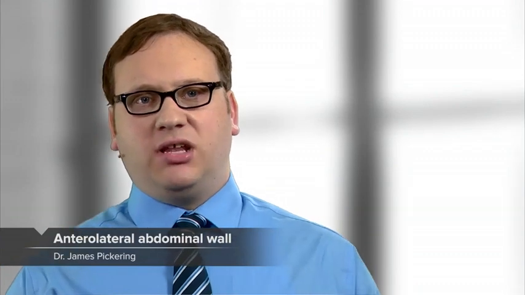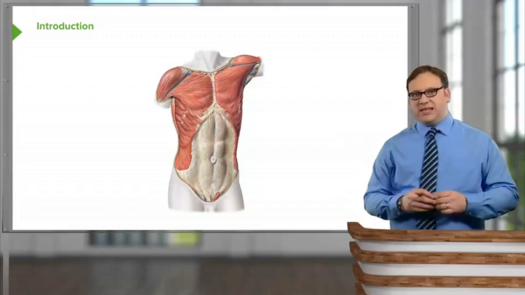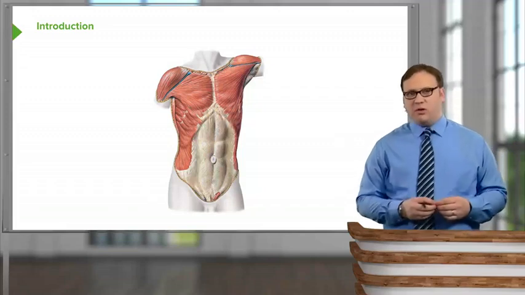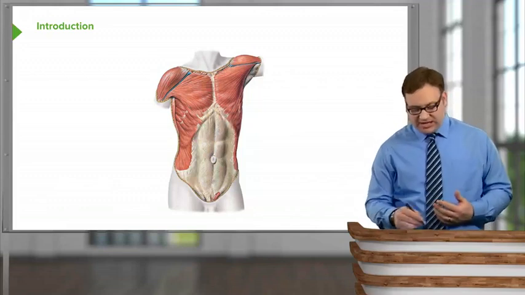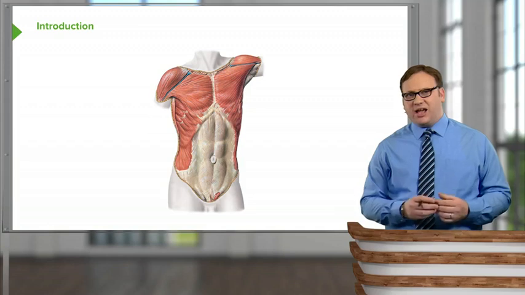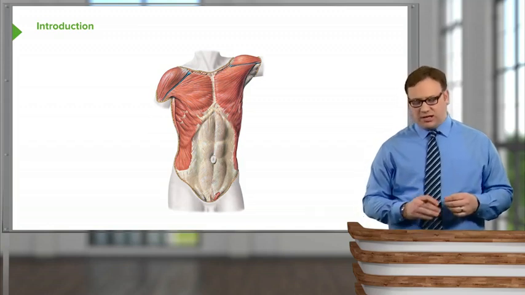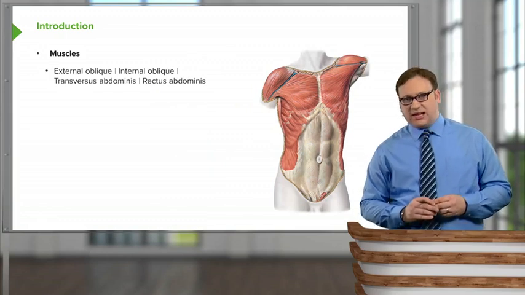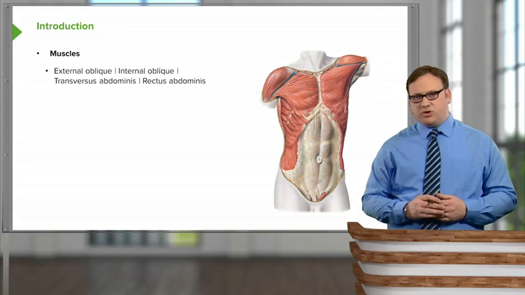So in this lecture, we're going to look at the anterolateral abdominal wall. On the screen, we can see the torso of a human which has had the skin removed to see the musculature and underlying fascia, or fibrous tissue, that is within the trunk.